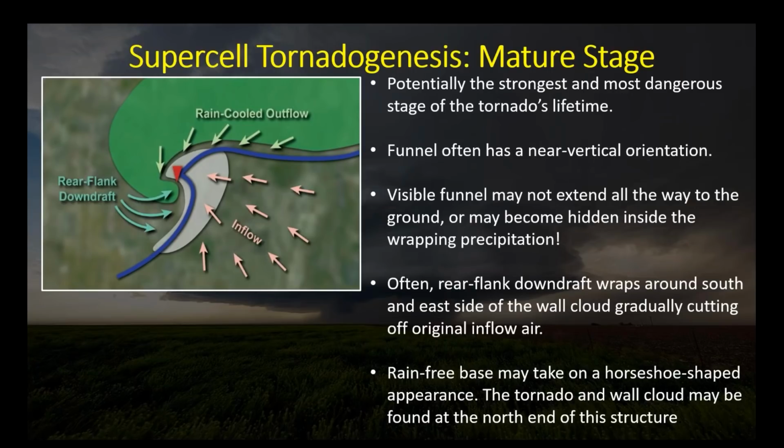The mature stage is potentially the strongest and most dangerous stage of the tornado's lifetime. In this stage, the funnel often has a near vertical orientation. Note that the visible funnel may not extend all the way to the ground or may become hidden inside the wrapping precipitation. Often, the RFD wraps around south and east side of the wall cloud, generally cutting off original inflow air. The rain-free base may take on a horseshoe appearance.